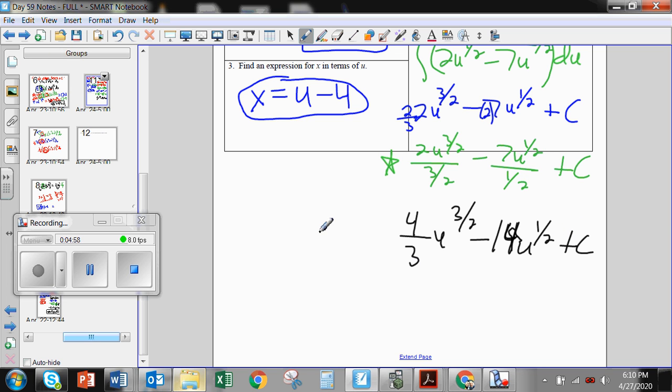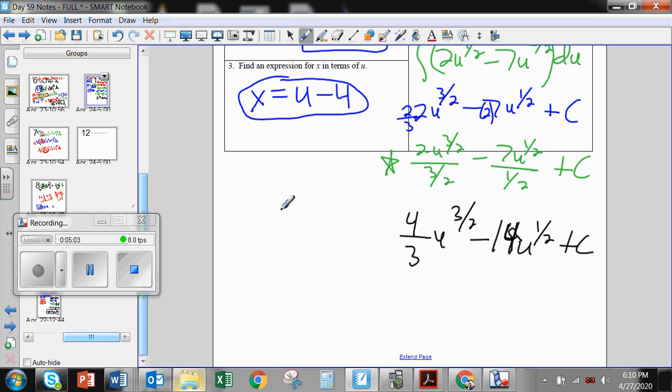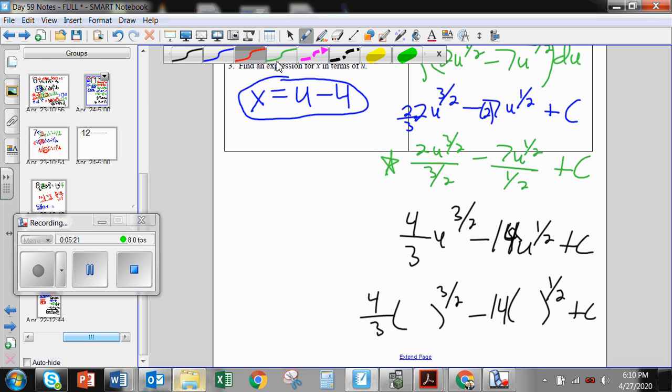2 times 7. And now every place we see u, we're going to put in our inner function x plus 4. Okay, and this is the pattern over and over again. 4/3 times x plus 4 to the 3/2 minus 14 times x plus 4 to the 1/2 plus c, and just so you can visualize what we're doing here, putting in x plus 4. Okay, it seems like a lot. It's not that bad. Alright, let's take a peek at this last example.